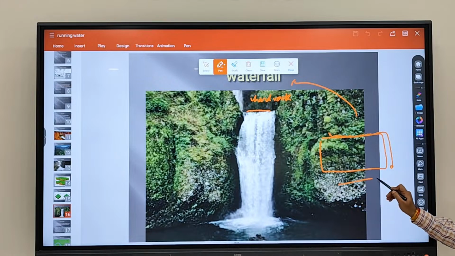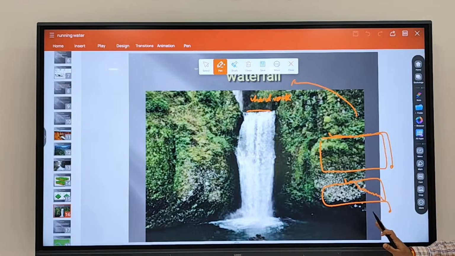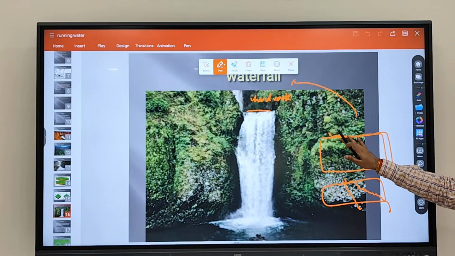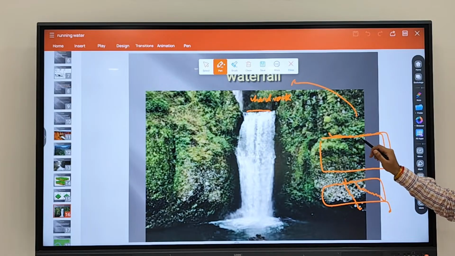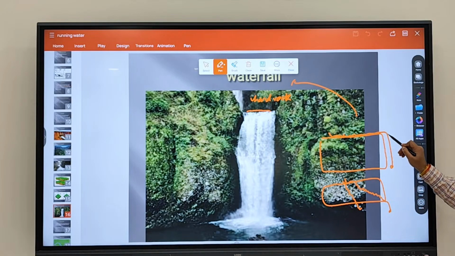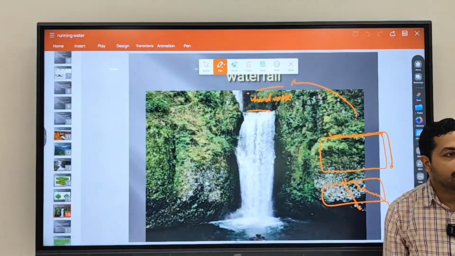If softer rocks are there, then what will happen? Then rivers will erode like this and move like this. Clear? Since harder rock is there, the river is not able to erode it. When the river is not able to erode it, suddenly you see this is going to be called a waterfall.